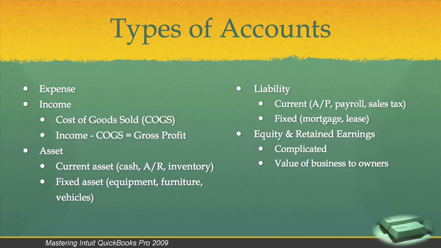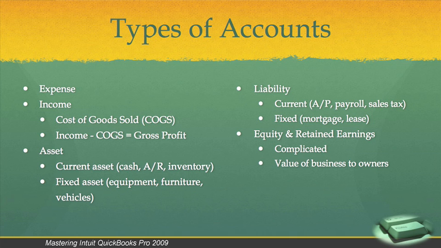If we then go and look at the other side, we have liabilities the same way. For example, we have certain accounts or bills that we have to pay. We have to pay payroll, and we have to pay sales tax that we've collected. So those are considered current liabilities. We also have longer-term liabilities or fixed liabilities. For example, if I have a 5-year lease on my office space or a mortgage on a building I'm buying.